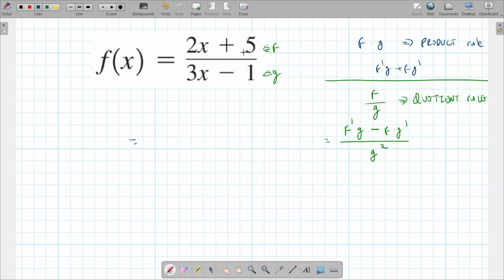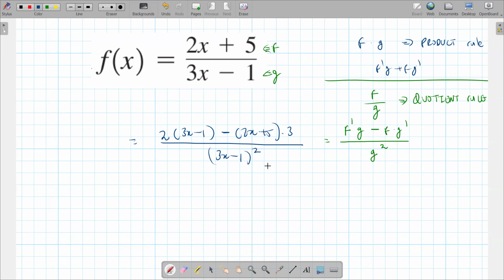So let's look at this. 2x plus 5, that's our f. We need f prime. What's the derivative of 2x plus 5? It's 2. So that's our f prime. Multiply g as it is. So g is unchanged. Minus f as it is, so 2x plus 5. What's g prime here? g is 3x minus 1. It's 3. All over the original g squared. And there we go.